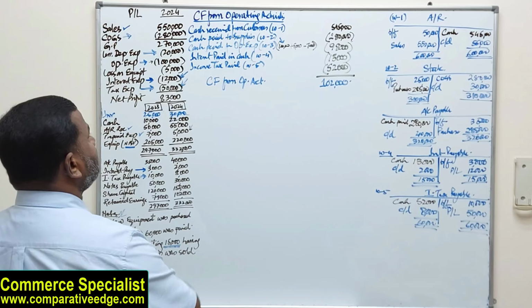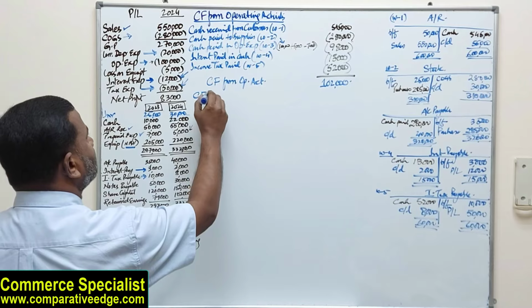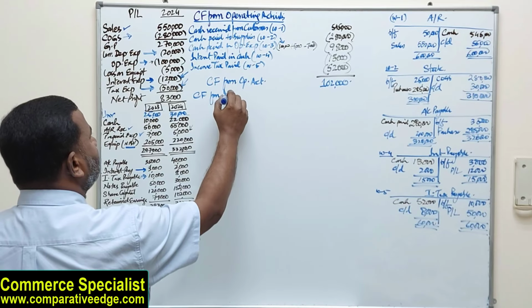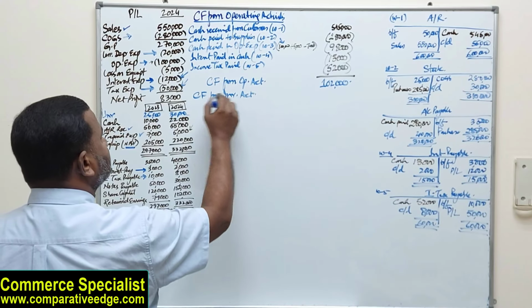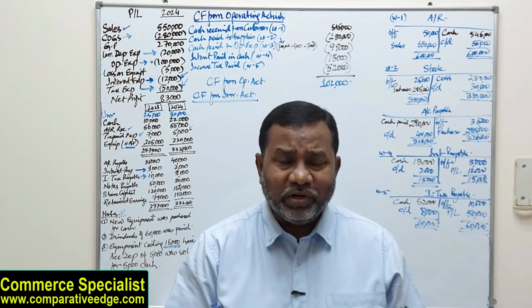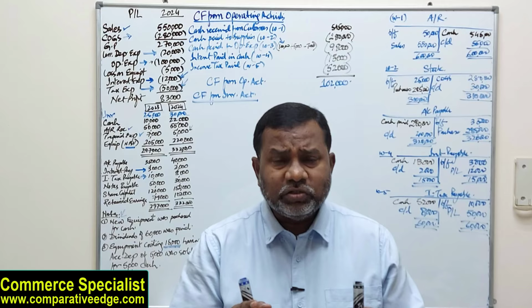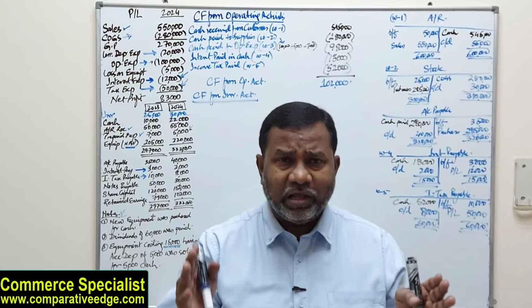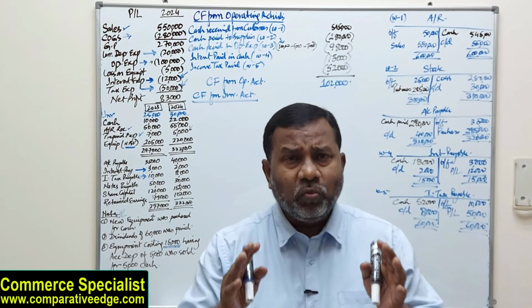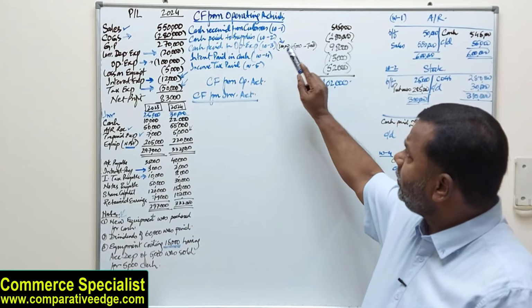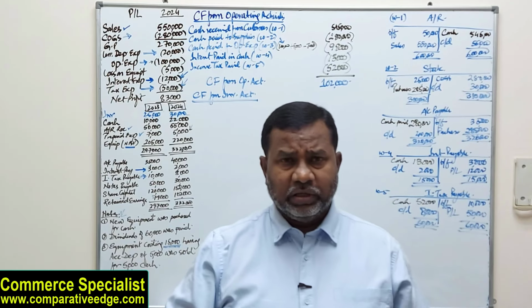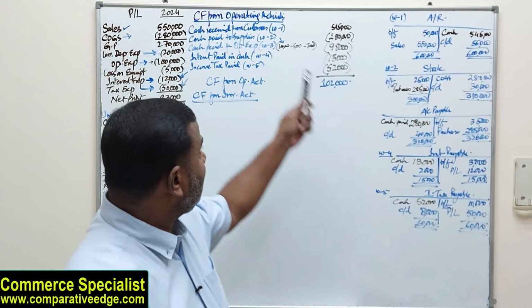Next step is cash flow from investing activities. Now here again I would like to remind you, ladies and gentlemen, that when we are preparing statement of cash flow from direct or indirect method, only the way we calculate cash flow from operating activity is different. Here we are doing direct method. This is how we do.